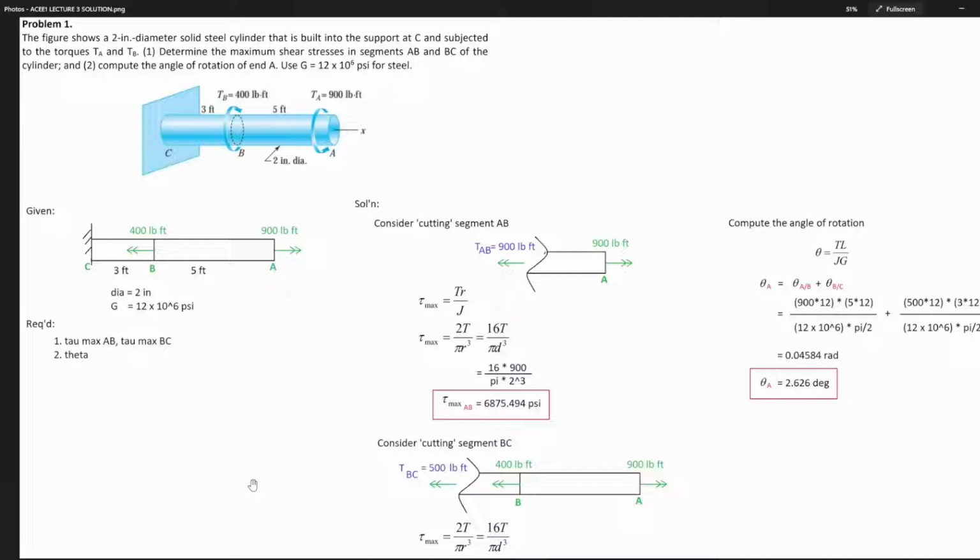Okay, so for problem 1, the figure shows a 2-inch diameter solid steel cylinder that is built into the support at C and subjected to the torques T sub A and T sub B. First, determine the maximum shear stresses in segments AB and BC of the cylinder, and number 2, compute the angle of rotation of end A. Use the modulus of rigidity G to be equal to 12 times 10 raised to 6 psi for steel.